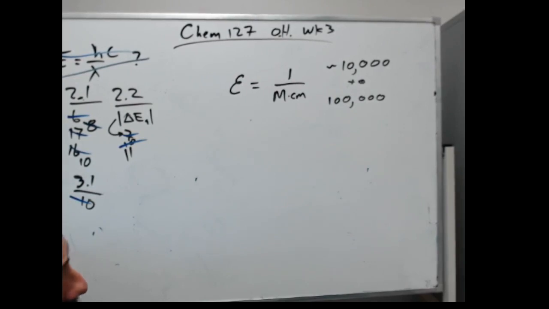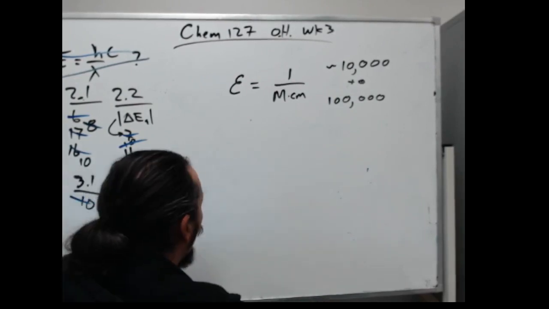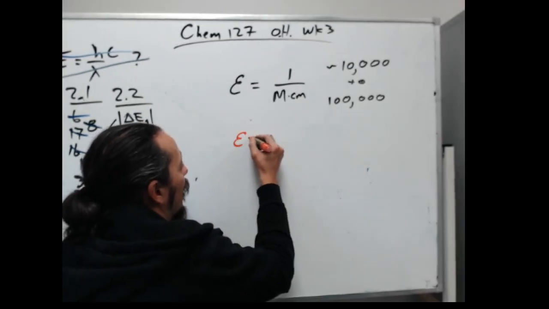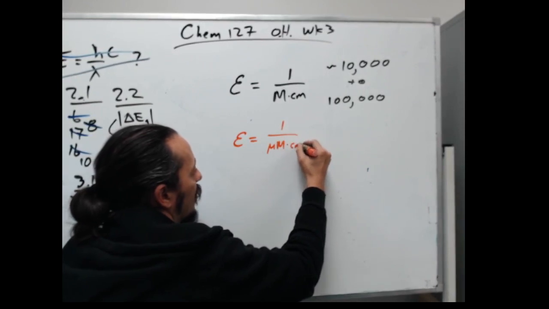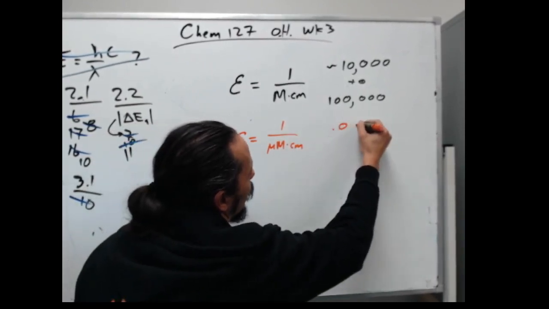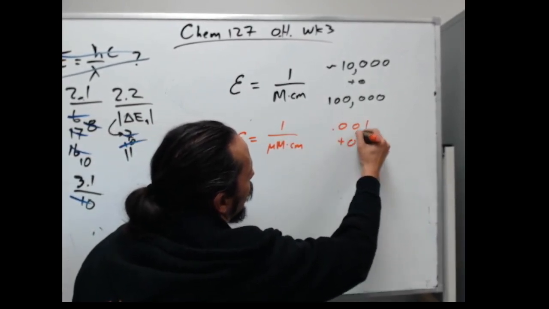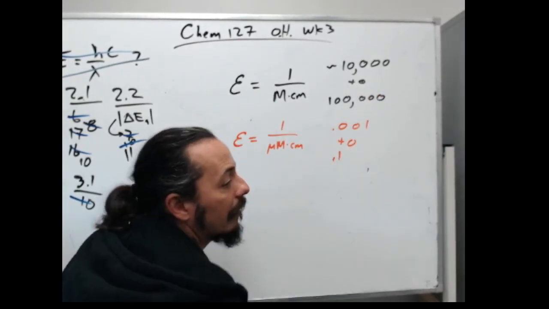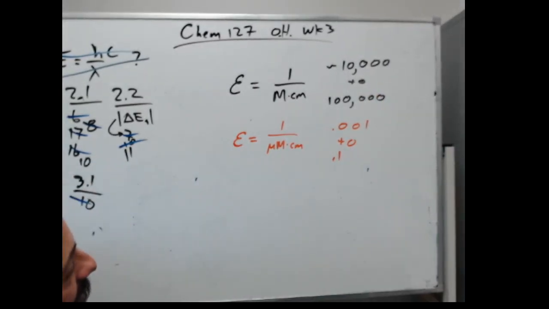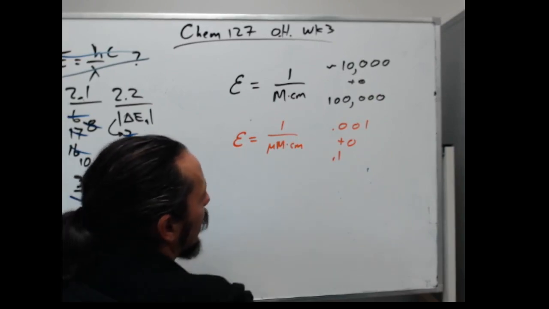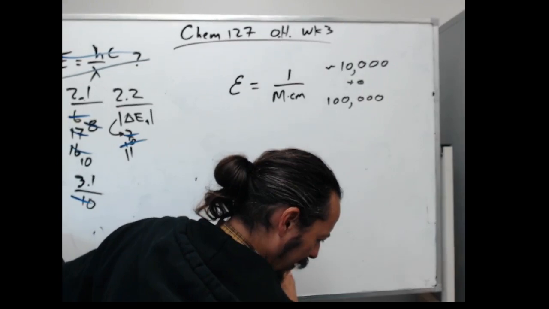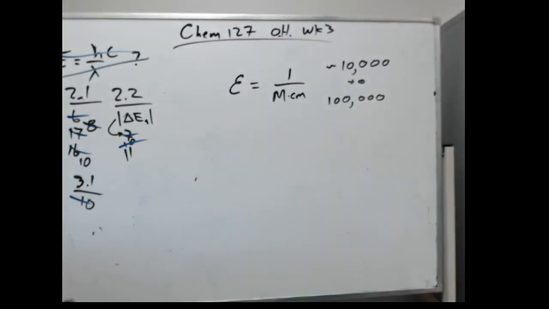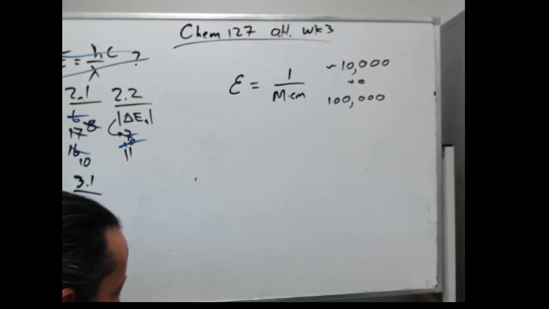The place where you have to be careful is some people will write epsilon in 1 over micromolarity per centimeter, and then it's like 0.001 to 0.1. But I don't like fractions. I don't like decimals. So I always go with this one. I always put it in units of molarity, and that's the typical range we see.